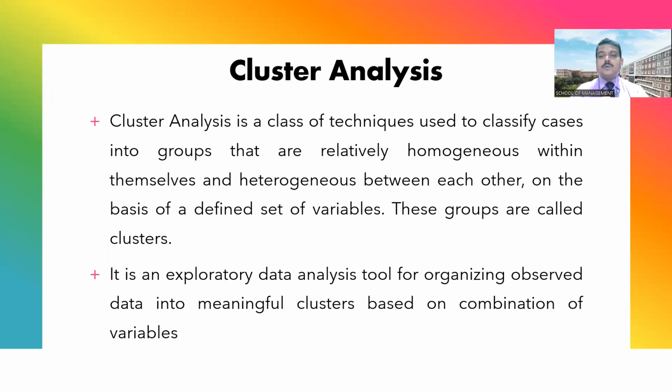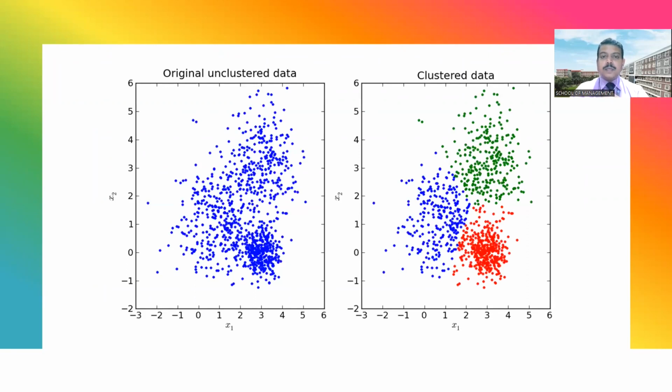So it's an exploratory data analysis tool for organizing observed data into meaningful clusters based on a combination of variables. Here on the left-hand side, you can see the data which I have plotted, which is unclustered. But when I classify it based on some criteria, you could see the lower part is in red color, meaning those dots have some similarity. The items grouped under blue have some similarity. The items marked as green have some similarity. So within the cluster, they are very homogeneous. Between the clusters, they are heterogeneous.